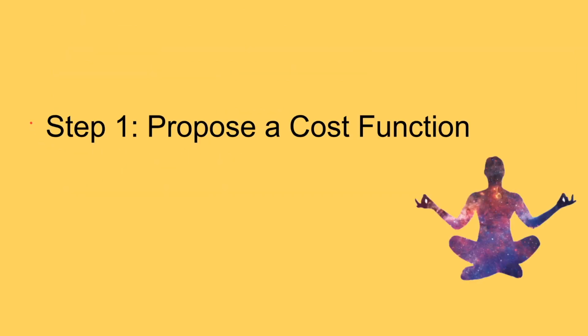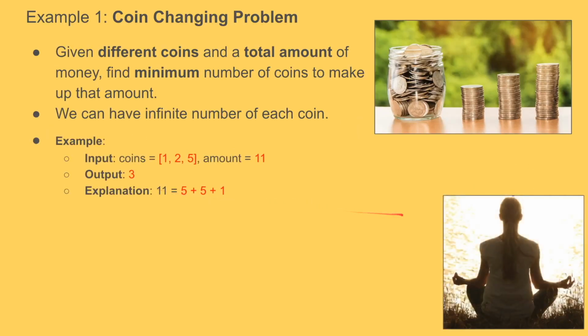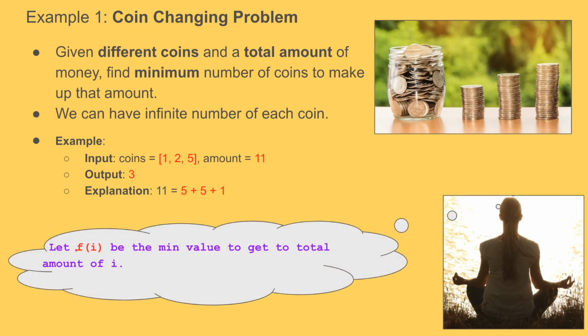The first thing that you need to do for any dynamic programming problem is to propose a cost function, which really requires a lot of thinking. Let's go back to our example again. After a lot of thinking, you might come up with a suggestion that says, let f of I be the minimum value to get to the total amount of I.